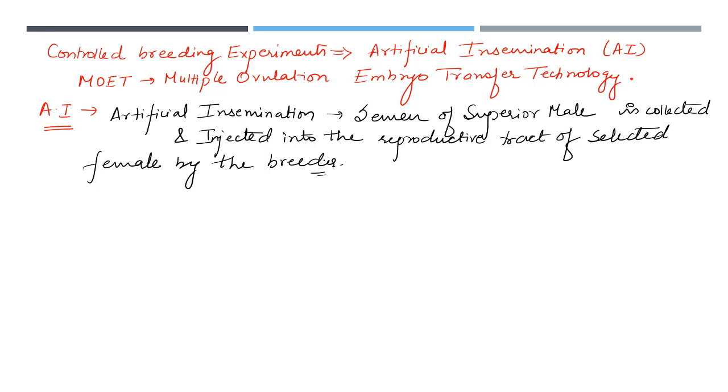When a bull inseminates a cow naturally, approximately 5 to 10 billion sperms are deposited in the vagina. 5 to 10 billion sperms are inseminated.